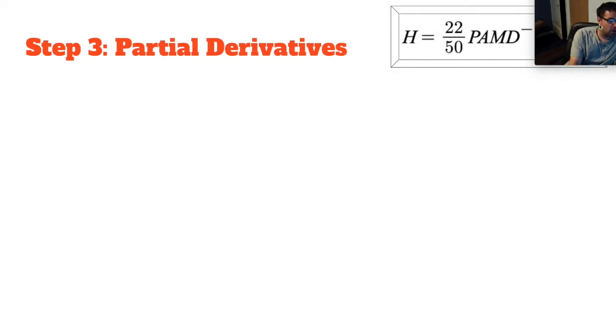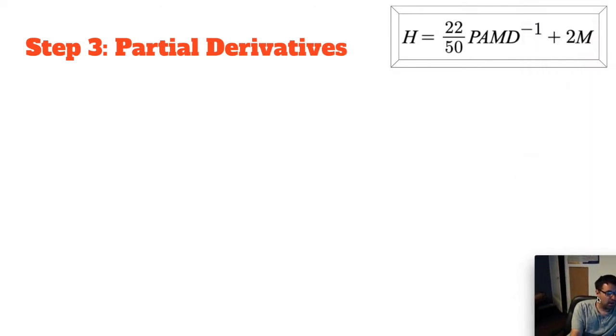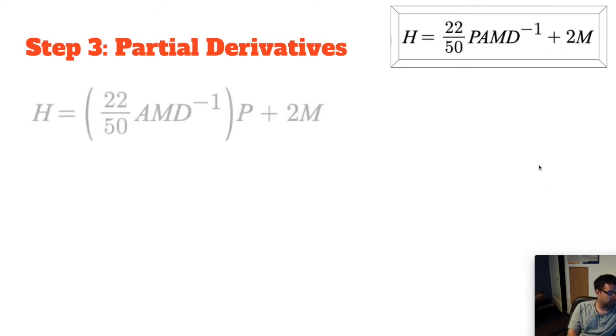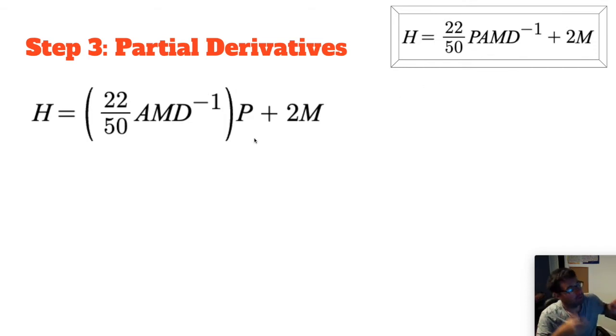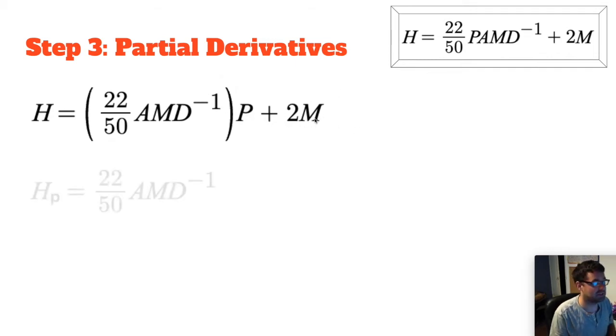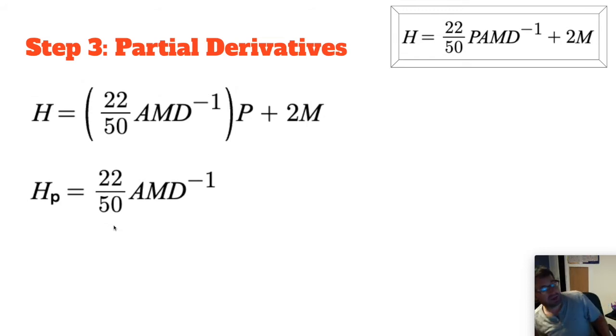So let's talk about optimizing it and finding these partial derivatives. If we take the partial derivative with respect to our first variable P, I'm going to regroup everything so all of my not P terms, my constants, are all grouped together, and P is by itself. The power rule says we bring the exponent down, the invisible 1, as a coefficient. The P disappears. 2 plus 2M is a constant, so that disappears as well. And what we're left with is 22/50ths AMD to the negative 1.